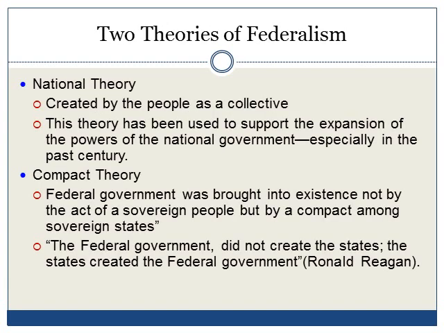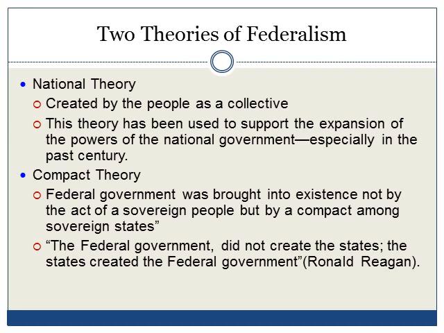Now, we have two different theories of federalism, the national theory and the compact theory. The national theory says our government was created by the people, of the people, by the people, for the people. This theory has been used to support the expansion of the powers of the national government, especially in the last century.